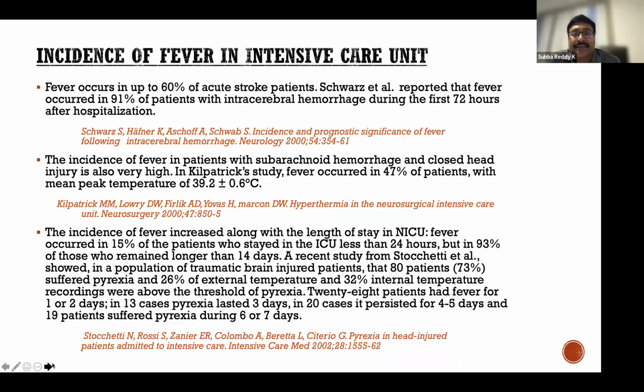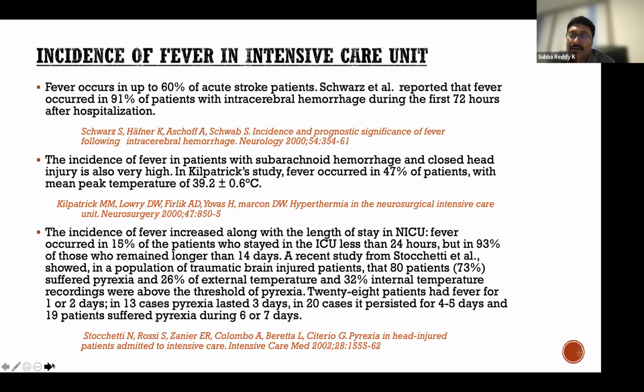Coming to what is the incidence of fever in the intensive care unit. Fever occurs in up to 60% of acute stroke patients, and you can see that 91% of patients with intracerebral hemorrhage get fever in the first 72 hours after hospitalization. The incidence of fever in patients with subarachnoid hemorrhage and closed head injury is very high, around 47%.